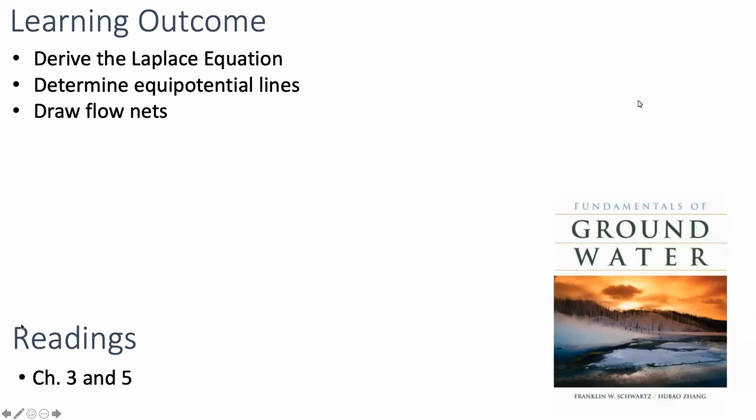So today we're going to focus on thinking about flow lines and how we can solve for head in any given place, that's that total head. If we have some information, how can we solve for that total head in any given space of interest? To do this, we're going to have to focus on the Laplace equation. That then helps us to understand how we can derive equipotential lines and then to draw flow nets in a system.